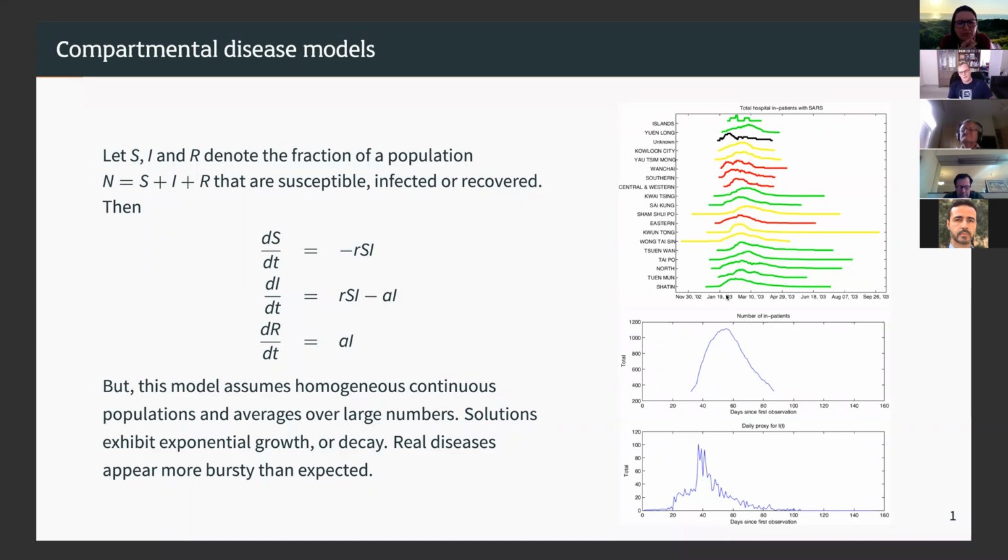And the thing that I want you to note from this is that if you look at the way the number of inpatients are appearing across the districts, there's some variation from district to district, right? It's not uniform. There's some spatial distribution of how people are catching, in this case, SARS coronavirus in version 1.